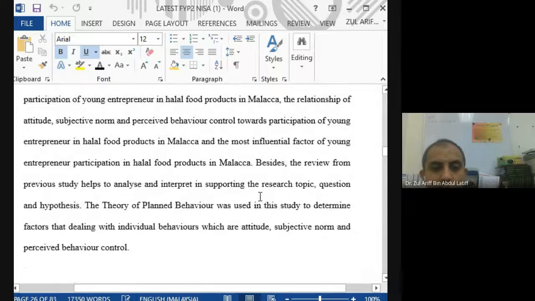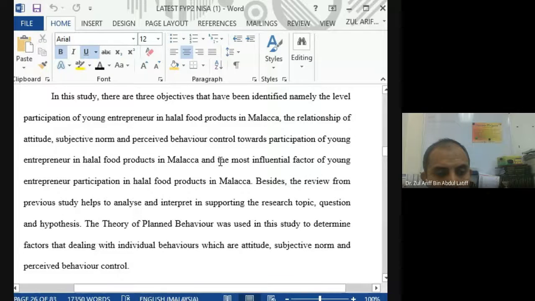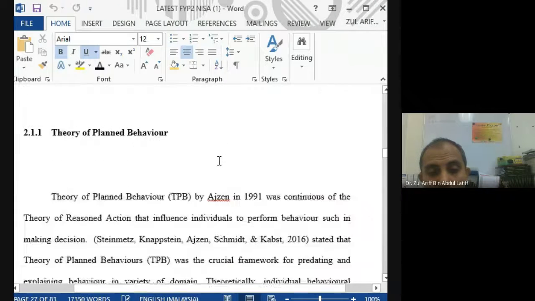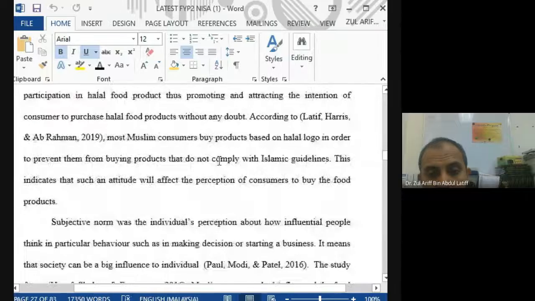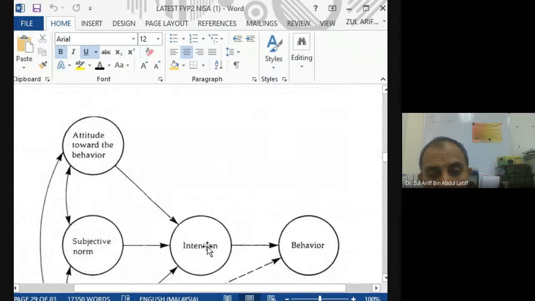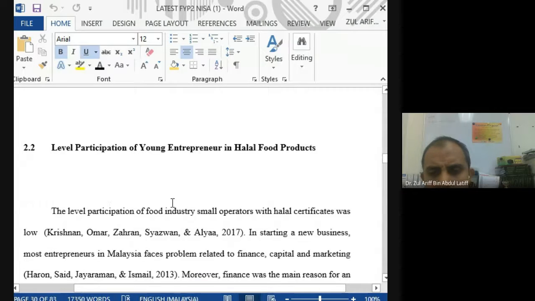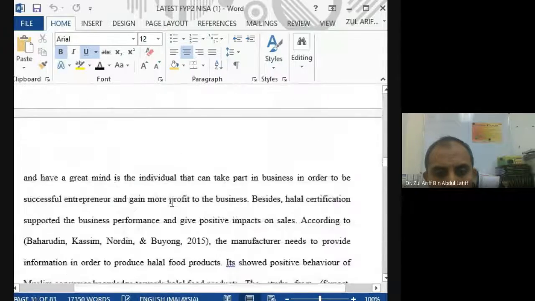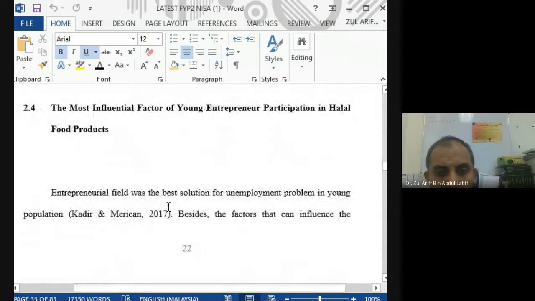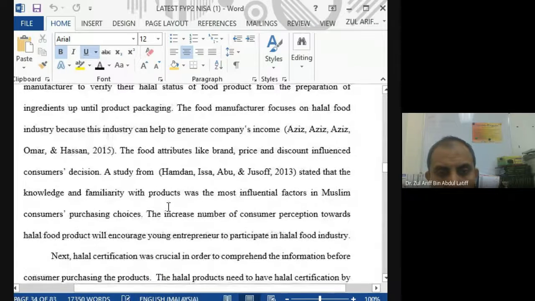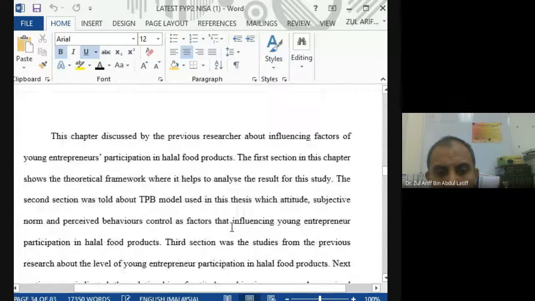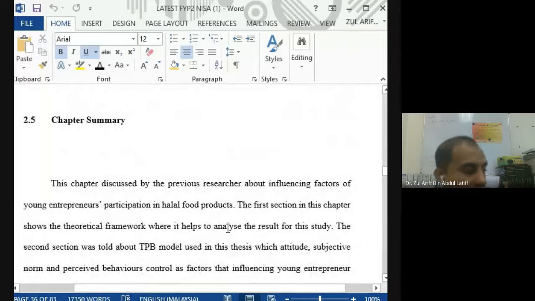Okay, chapter 2, the introduction will describe the flow of the studies. And then the framework, okay. The framework belongs to others. So the theoretical frameworks, and then this is the TPB. The first objective, okay, the flow of the first objective. Second objective, okay, this is the third objective. Okay, see, there are a lot of citations here. So it justifies that the flow is good. And then we have the chapter summary. So you need a summary of what you have written in chapter 2.